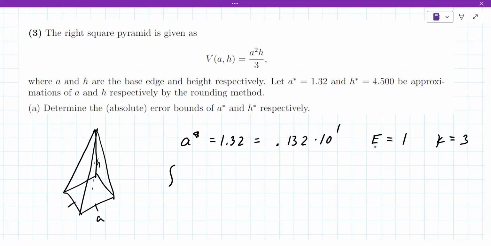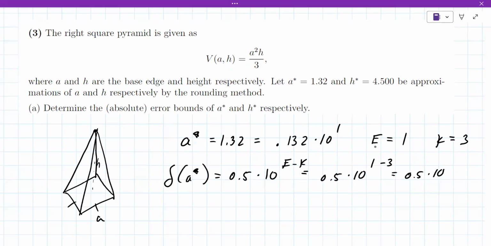All right. So your delta A star is 0.5 times 10 to the E minus K, which is 0.5 times 10 to the 1 minus 3, which is 0.5 times 10 to the minus 2. That's like moving the decimal 2 places, so it's 0.005. You need that number later on. That's the absolute error bound of A star. And then we have to do the same thing for H star.